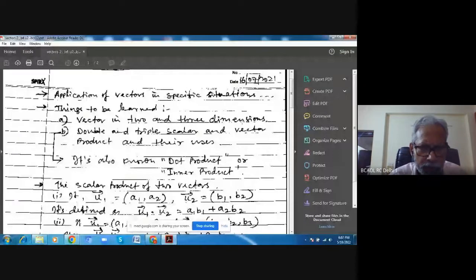Now, in this particular unit number 2, we have to apply the vector to specific situations. We have to observe the different situations and then learn how to solve the vectors. What do we have to learn? First is vectors in 2 or 3 dimensions. There may be 2 or 3 different dimensions, vector A, B, C, or X, Y, Z, and that type of thing. Then double or triple scalar and vector products and their uses.